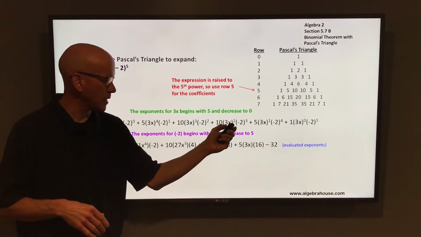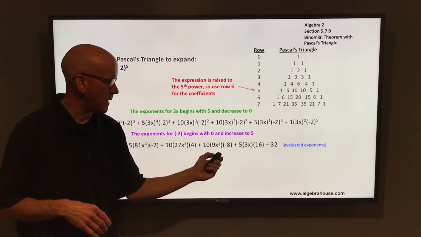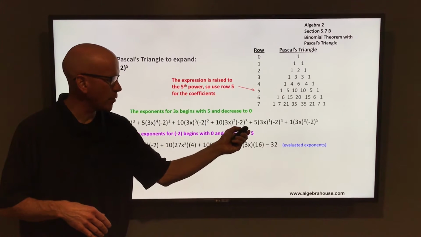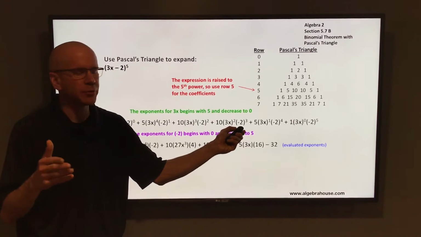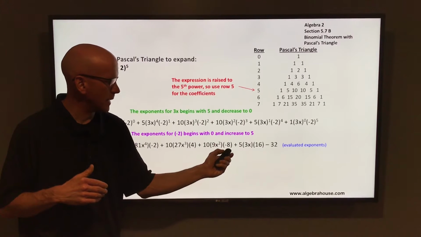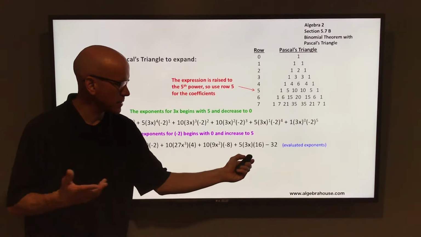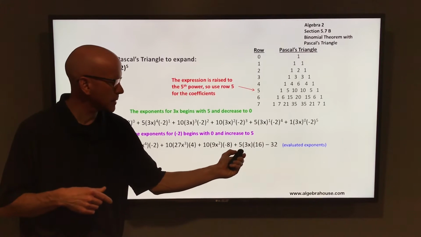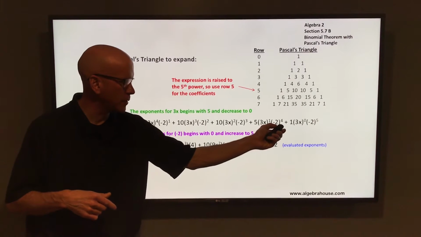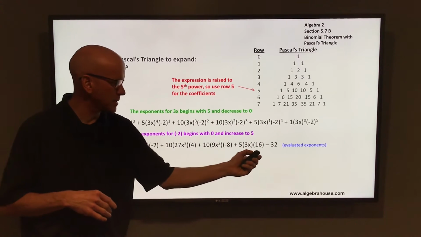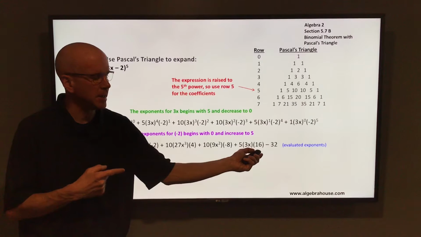Next up, take 3 to the second, that is 9. So that'd be 9x squared. Still have that 10 out in front. On the end there, negative 2 to the third. When you take a negative number to an odd exponent, that is going to be negative. So that would be negative 8. Next, take 3x to the first. That's just 3x. Have a 5 out in front. And then on the end, negative 2 to the fourth. When you take a negative number to an even exponent, that is positive. So that would be positive 16.